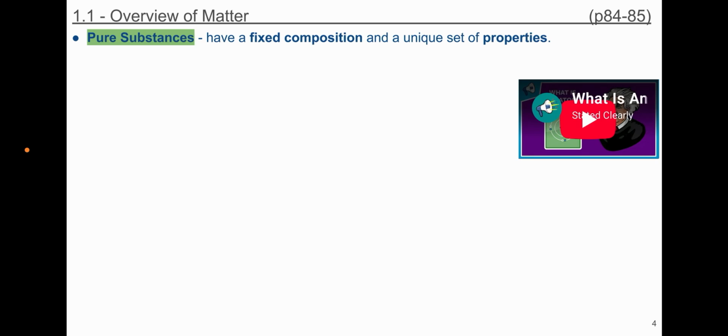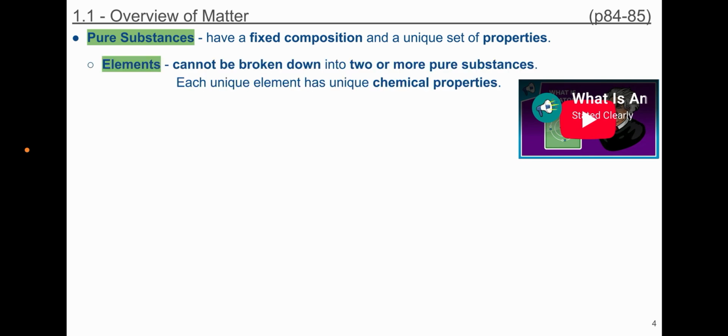Now, a pure substance is something that has a fixed composition and a unique set of properties. Elements are the simplest type of pure substance. They cannot be broken down into anything more pure, because once an element is broken, it loses its chemical properties, and so it's no longer a substance by definition. It is just kind of raw matter. We will be able to define that in a couple slides, but an element is the lowest level of matter that still has the chemical properties that make it unique from other portions of matter.